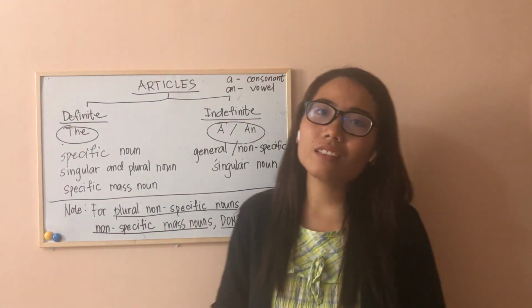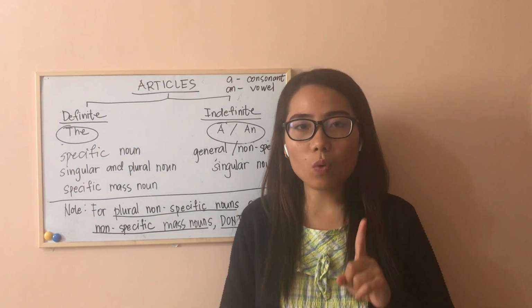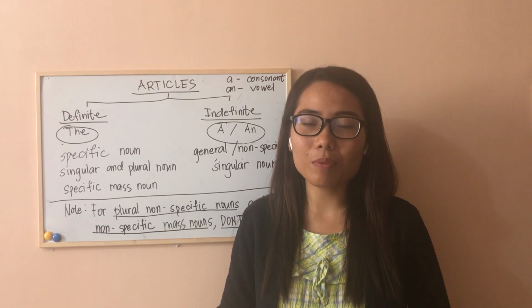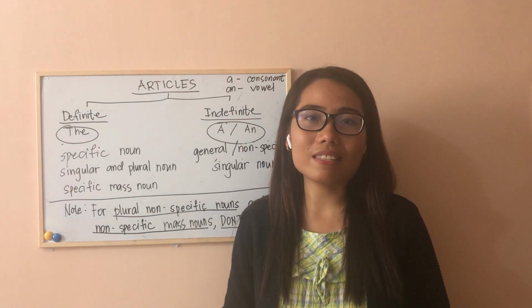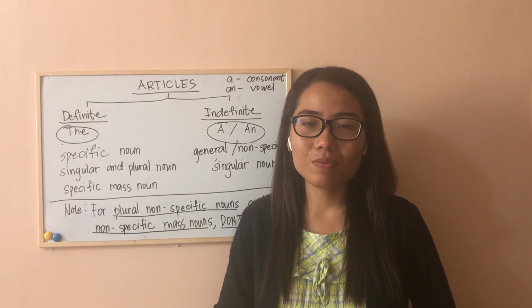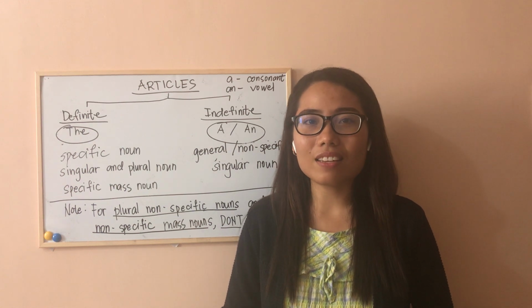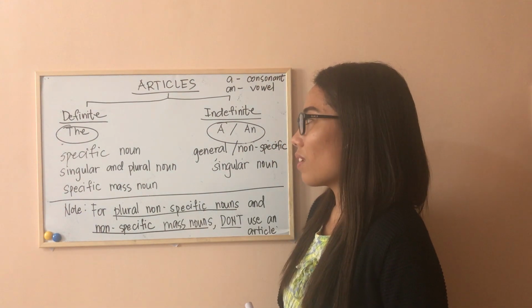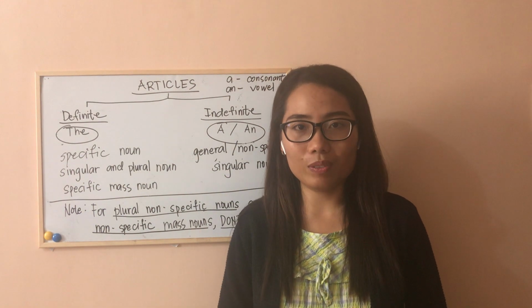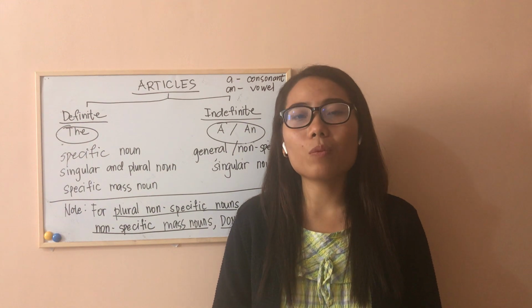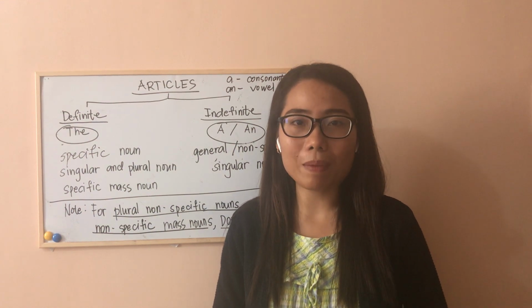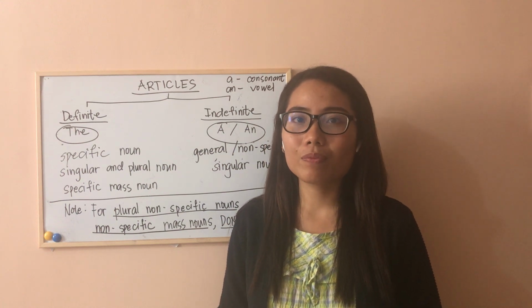In English, we only have one definite article, and that is the word "the". Remember, that is the only definite article in English. Now, when do we use this article "the"? We use it for a specific noun. For example, I want the pen. I'm talking about a certain pen, the pen.